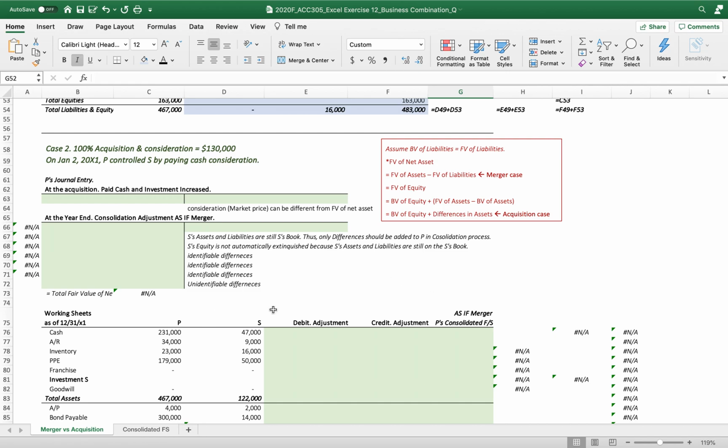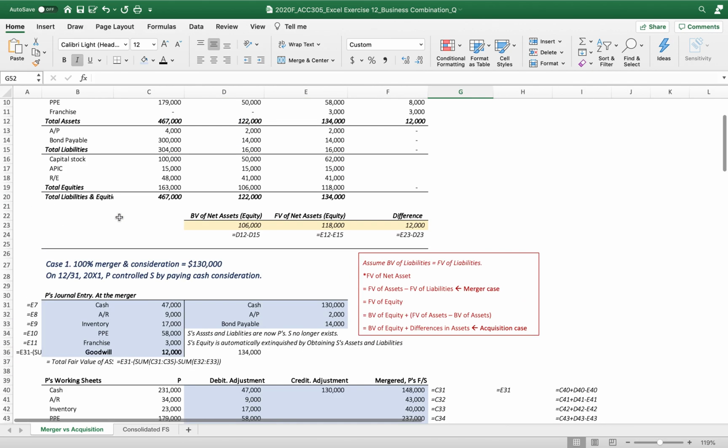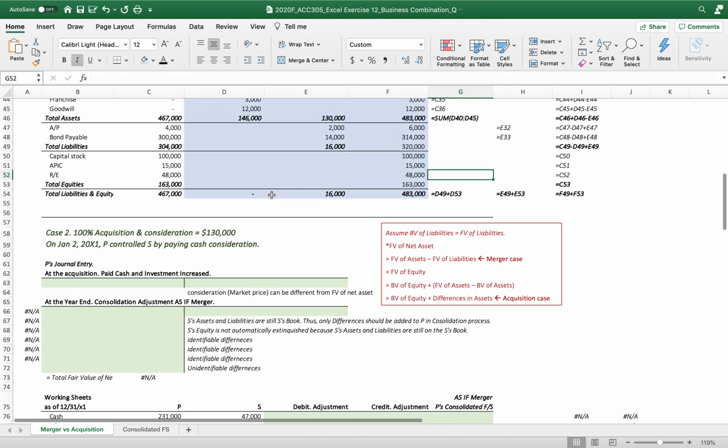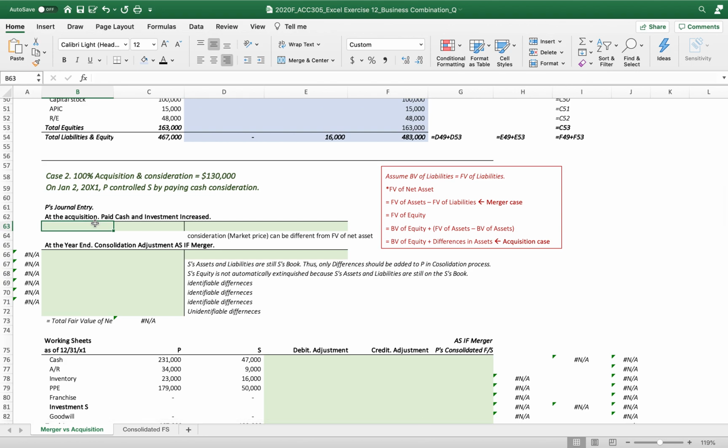Okay, so we are going to practice how they create consolidated financial statement in 100% acquisition case. Okay, so the same case, at the acquisition, pay the cash and investment increase. Now, we have a different procedure comparing this merger case. Merger cases, we include all the assets from the S company, but here, this is not the inclusion or combination of merger cases, which is A plus B is equal to A. But this case is A plus B is equal to A plus B, so it is investment. It is investment the accounting.